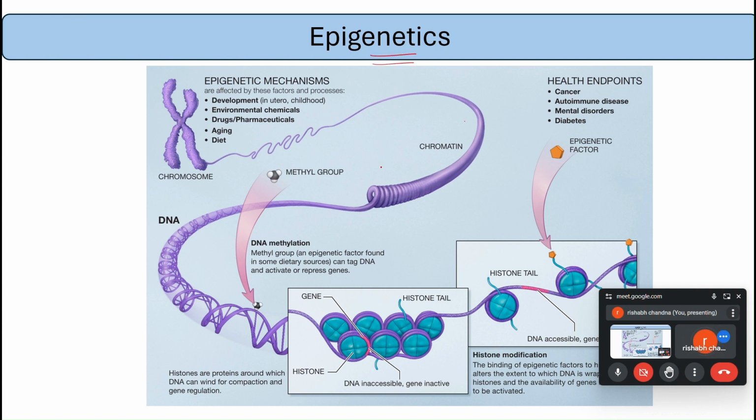So, epigenetics refers to the stable changes in cell function that can be inherited, without changing any sequence in the DNA. This is the basic definition of epigenetic changes. And epigenetics basically depends upon the environment, without changing the sequence of the DNA.